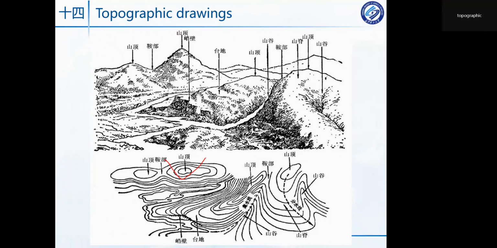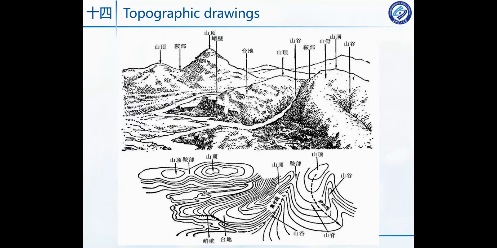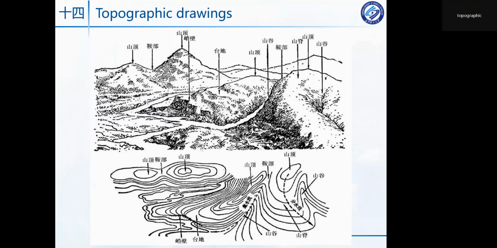It's just like a V, and if this point is bigger than here, it's a mountain. It's a mountain. So we can see many shapes of the ground from the contour maps.